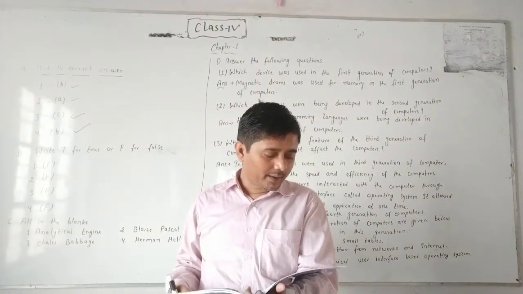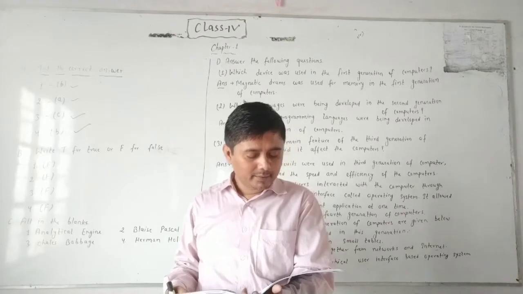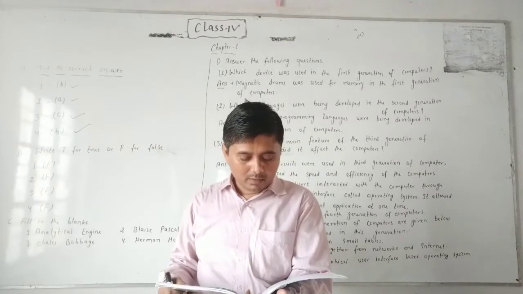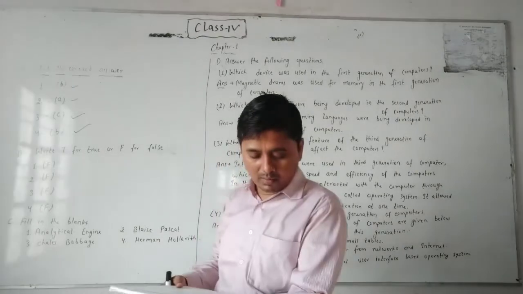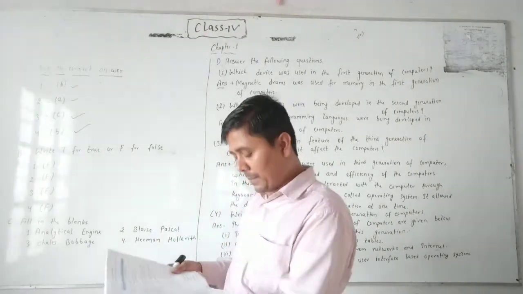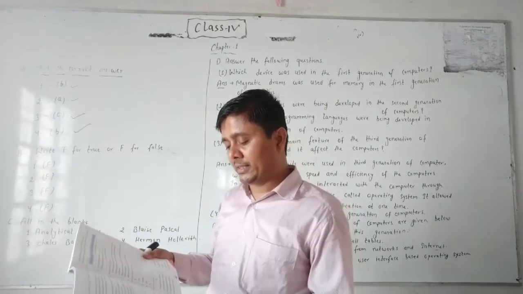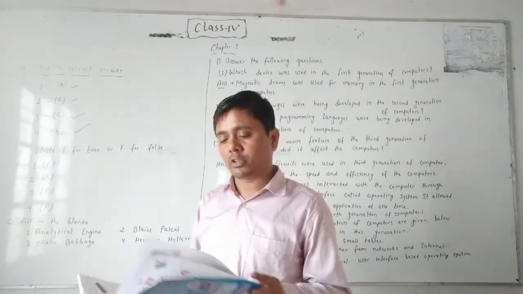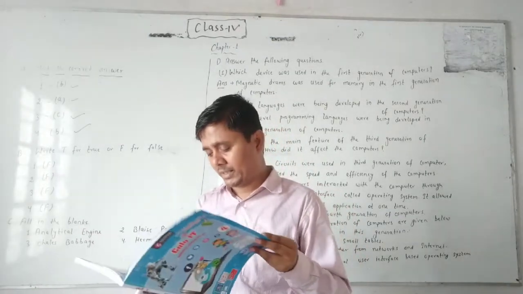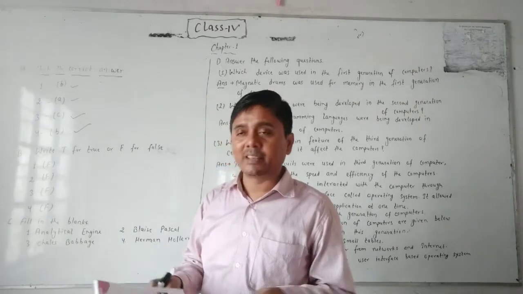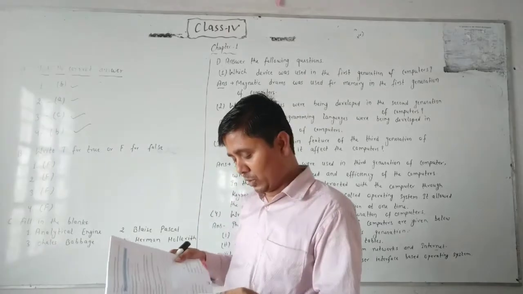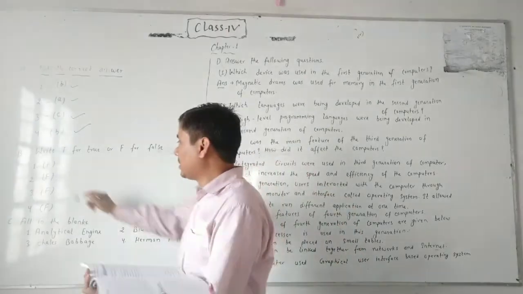1. The three most popular abacus were Chinese, Japanese, and Indian. The three most popular abacus were Chinese, Japanese, and Russian, not Indian. In your book, it is written Chinese abacus, Japanese abacus, and Russian abacus. Okay, so answer will be false.